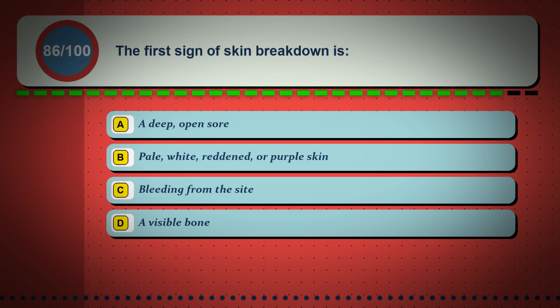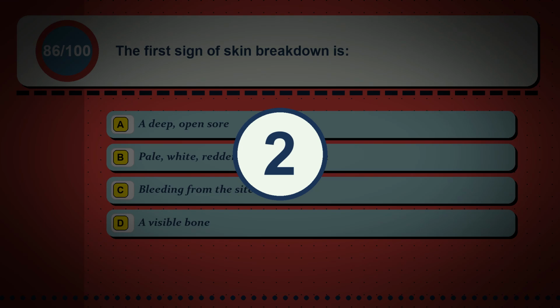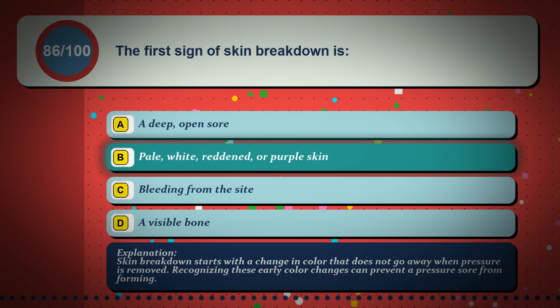Question 86. The first sign of skin breakdown is option A, a deep, open sore. Option B, pale, white, reddened, or purple skin. Option C, bleeding from the site. Option D, a visible bone. The correct answer is option B, pale, white, reddened, or purple skin. Skin breakdown starts with a change in color that does not go away when pressure is removed. Recognizing these early color changes can prevent a pressure sore from forming.